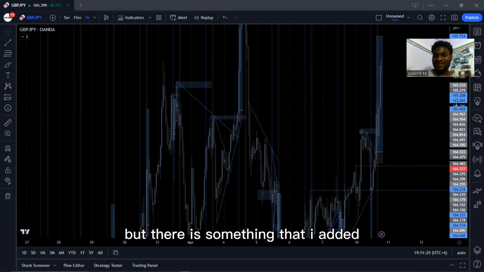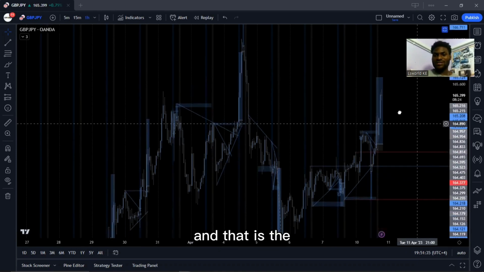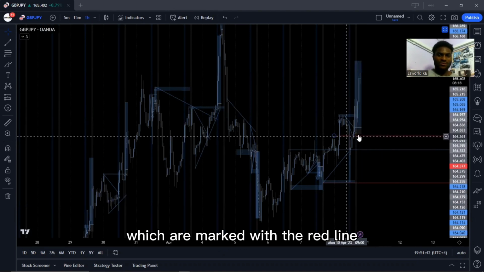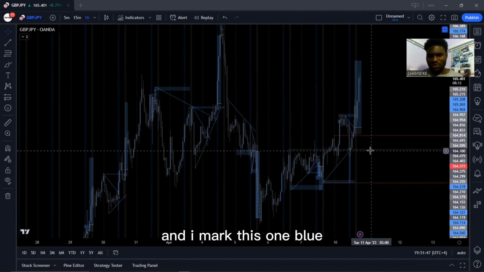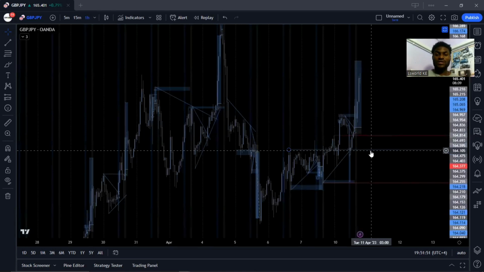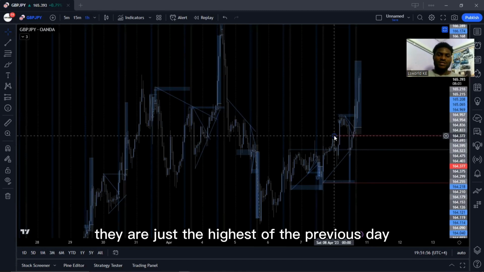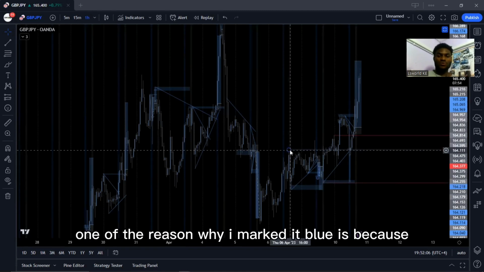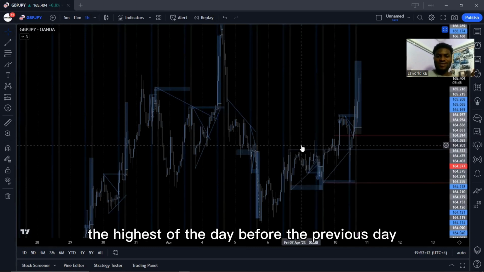But there is something that I added to confirm my trend, or what I should be looking for every single day, and that is the key level you see over here, which I marked with the red line, and I marked another one over here, the red line, and I marked this one blue. The reason why I marked these colors is that the red lines are just the highs of the previous day, and the lower one is the low of the previous day. The blue one I marked blue because price actually broke through the highs of the day before the previous day.